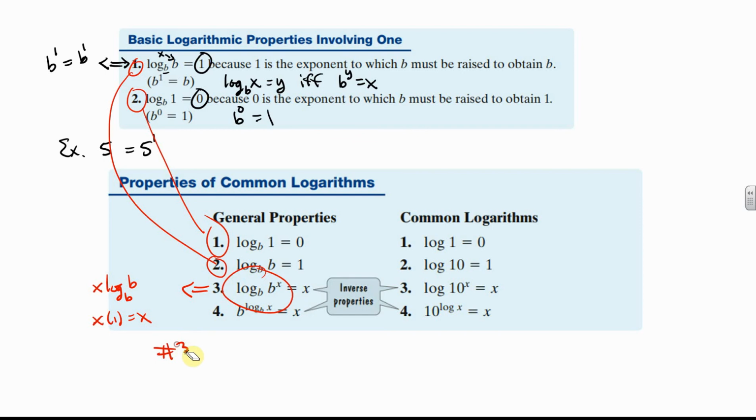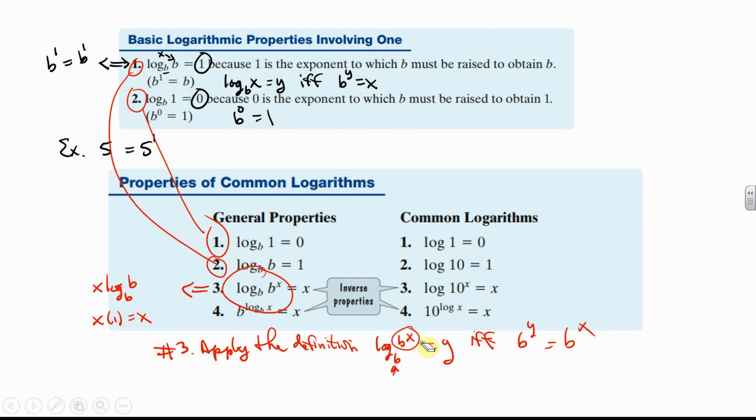This is number 3. Apply the definition. Watch this. The definition says, look, here's what I have. I have log base b of b to the x. I don't know what it is. It's equal to x here, but I don't know that. I'm just going to say y. So this is, if and only if, the definition says, the base b raised to this y power is equal to b to the x, this term here. Right? So if the bases are the same, that means that the exponents are the same. Right? Bases are the same.